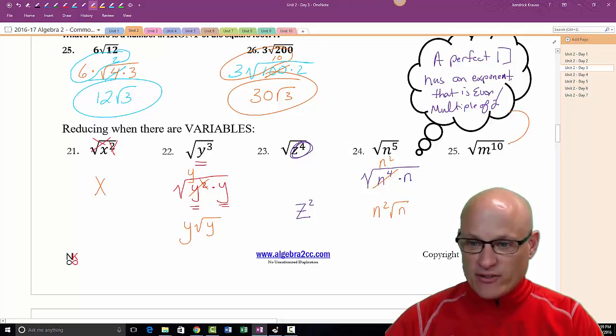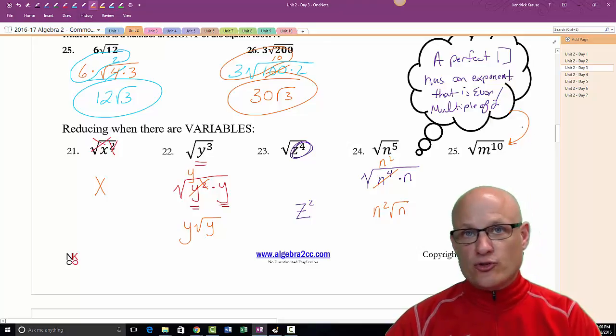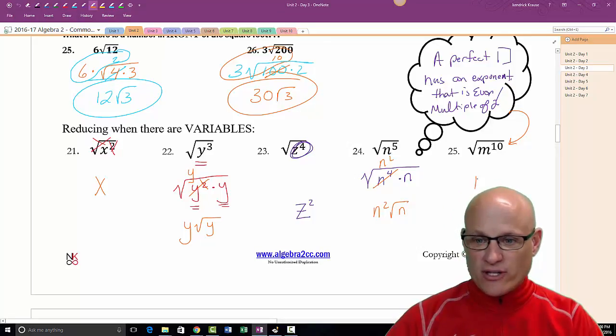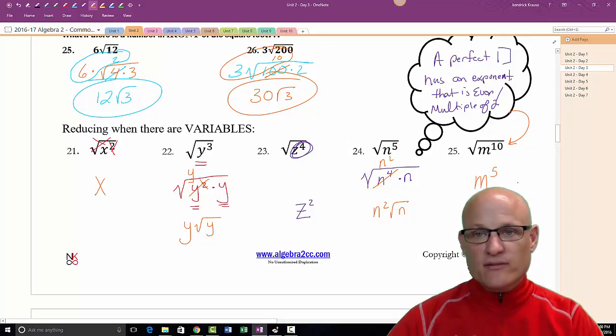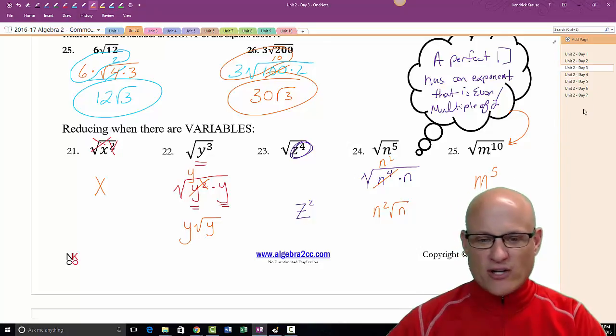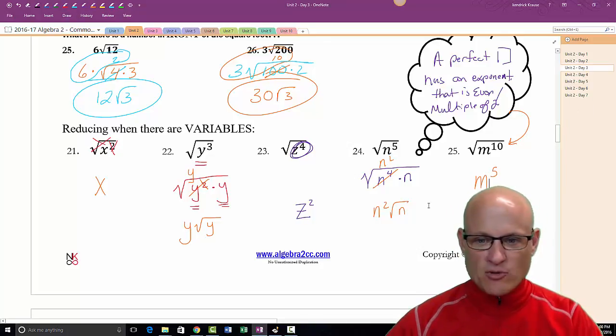Now this already is even. So how many groups of 2 are there in 10? 2, 4, 6, 8, 10. There's 5 groups. So this is equal to m to the 5th. Hope you're catching on. Eventually you will. Let's keep moving on.